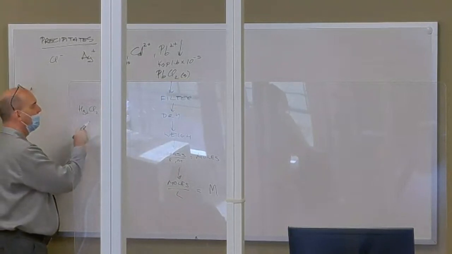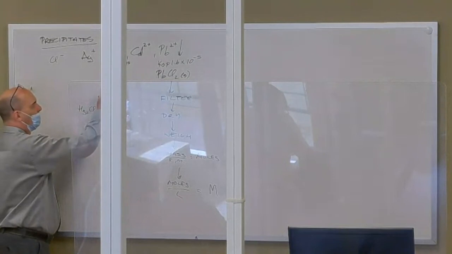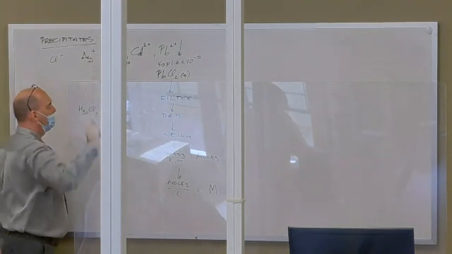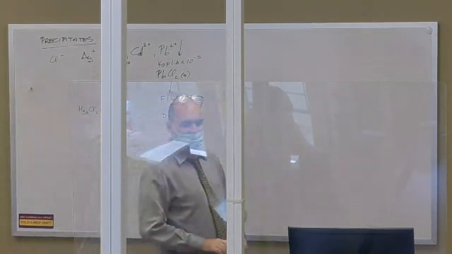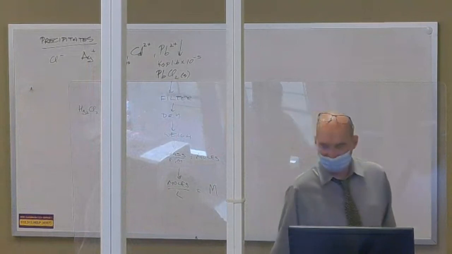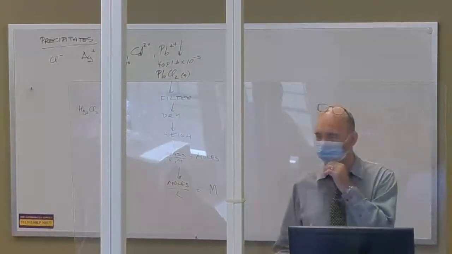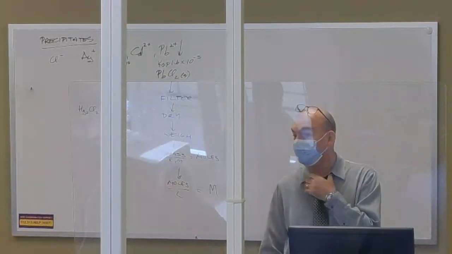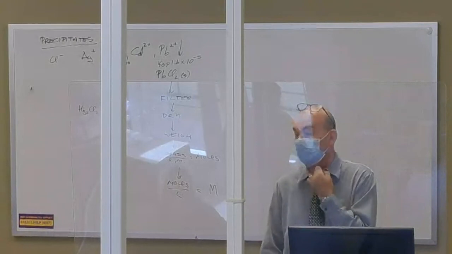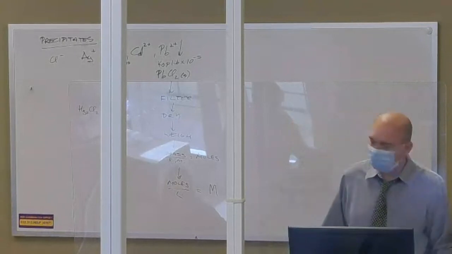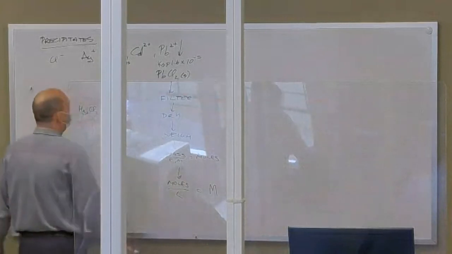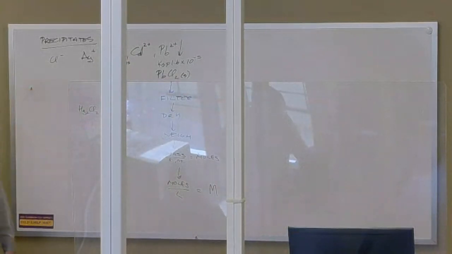Oh, I don't know. I have to look at that. So that's the solubility product of mercury chloride. Comment on its magnitude. It's very small. Okay, which of these two, mercury or lead, is the least soluble?